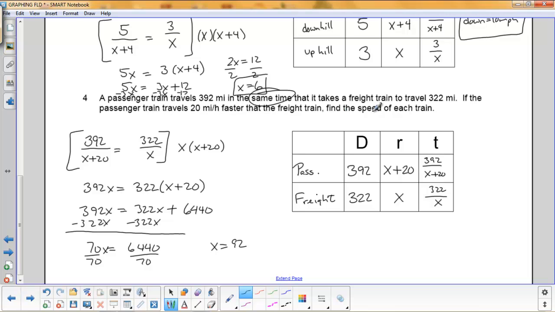It says find the speed of each train, so that means the freight train's speed is 92 miles per hour, and the speed of the passenger train is 20 more than that, which would be 112 miles per hour. So you see how the distance rate table helps us solve this problem very simply. You just have to fill in the parts properly in order to get the problems correct.